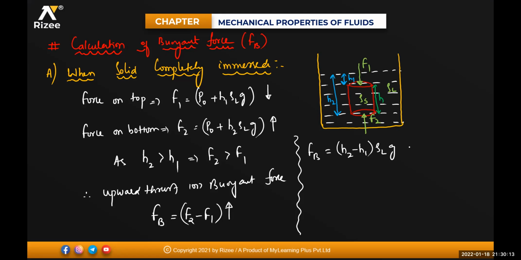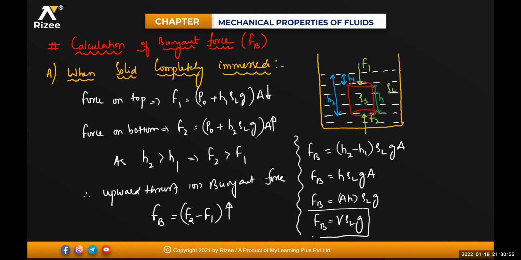Force is equal to pressure into area. I have written only pressure, so I need to multiply with the area. So the buoyant force FB will be equal to H2 minus H1. From the figure you see, beta, H2 minus H1 will give me the height of that body, H, into the density of the liquid into G into the area of cross section. Now see this one: area into height will give me what? Volume. So the buoyant force will be equal to volume into the density of the liquid into G.